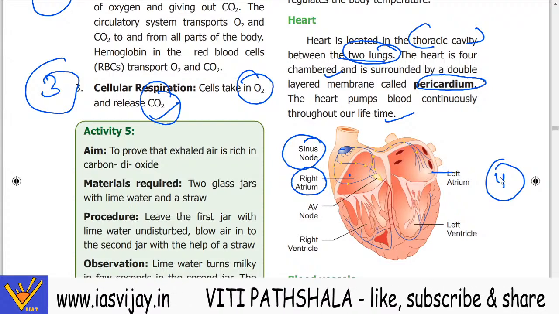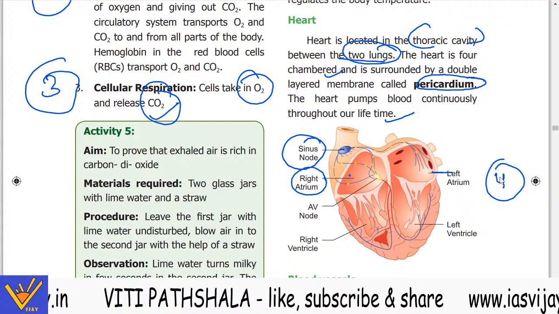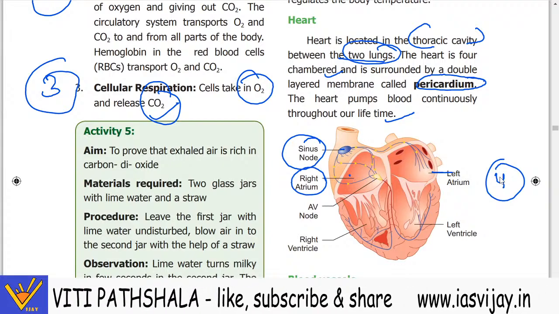Sir, there is an error in the textbook. CO2 transportation mainly occurs with an enzyme called carbonic anhydrase, not the hemoglobin.